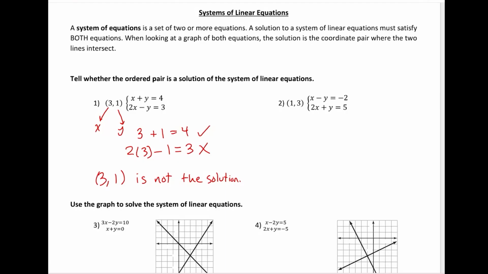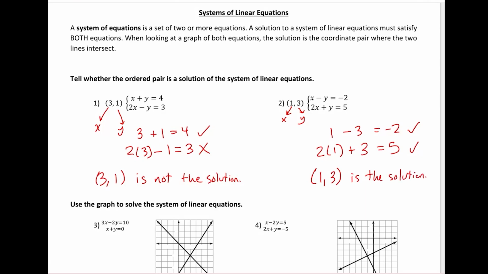Let's try the next one. We're going to plug in 1 into x and 3 into y. We'll test both equations here. The first one will be 1 minus 3, and that is negative 2, so that checks out. And we'll test the second one. 2 times 1 plus 3. 2 times 1 is 2, plus 3 is 5. Okay, so that means that 1, 3 is the solution. So any questions about how to test a solution?